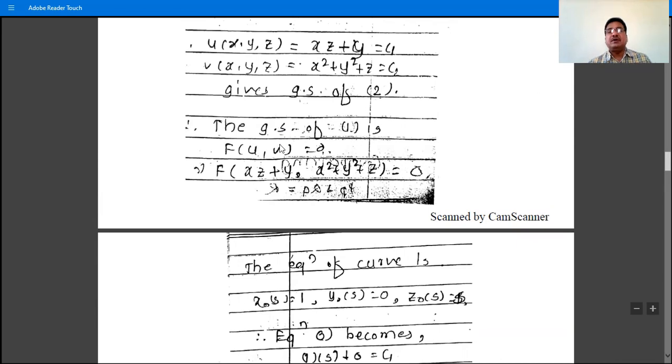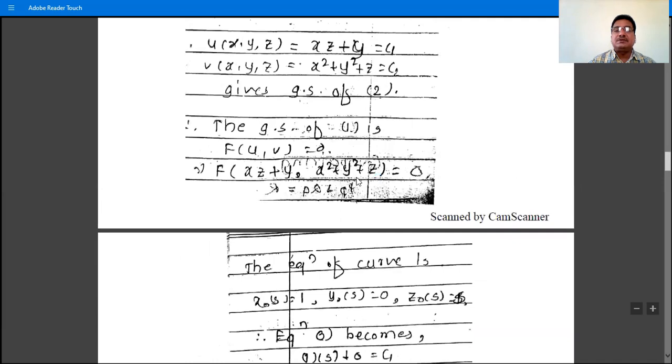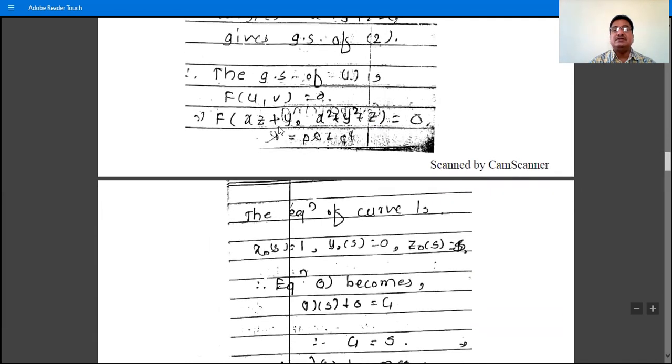Therefore the general solution of 1 is f(u, v) = 0, that is f(xz + y, x² + y² + z) = 0. So this is the general solution of equation number 1.